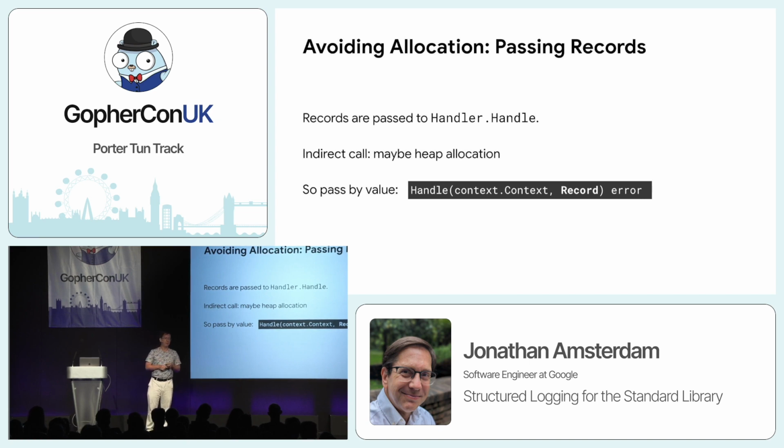We don't pass a pointer to a record. We pass the record. We pass it by value. We copy it. And by copying it, there's no question of whether it's allocated on heap or the stack. It's simply memory that's copied from one function to another.